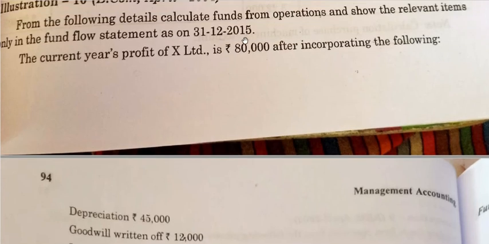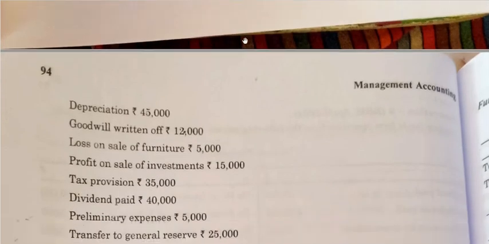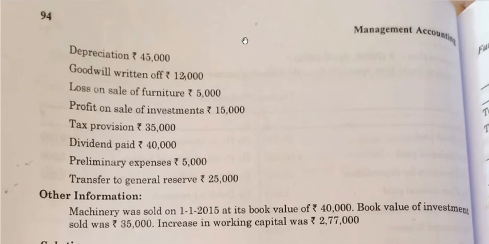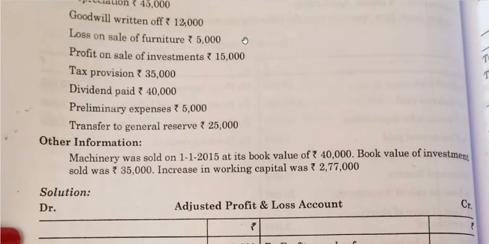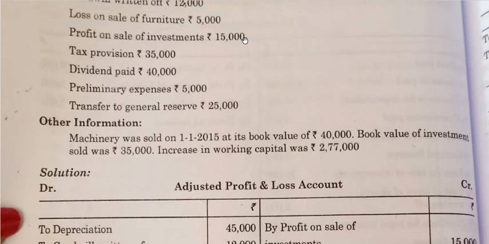From the following details, calculate funds from operation and show the relevant items only in the fund flow statement. They have given the current year's profit and depreciation, which comes under your profit and loss appropriation account, goodwill written off, loss on sale of furniture. Profit on sale of investment will come under the credit side of your adjusted profit and loss account.